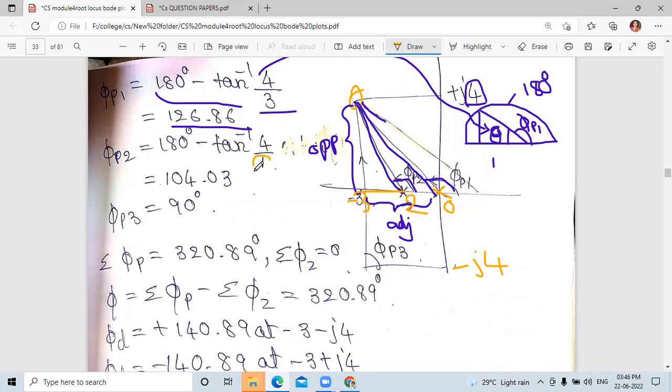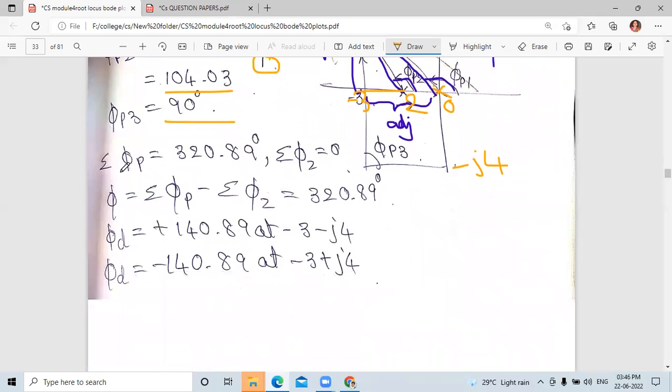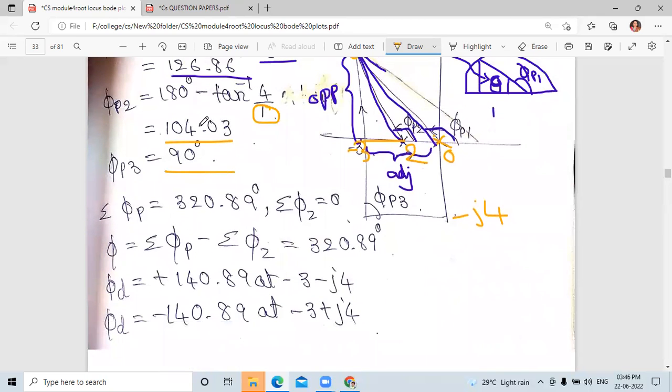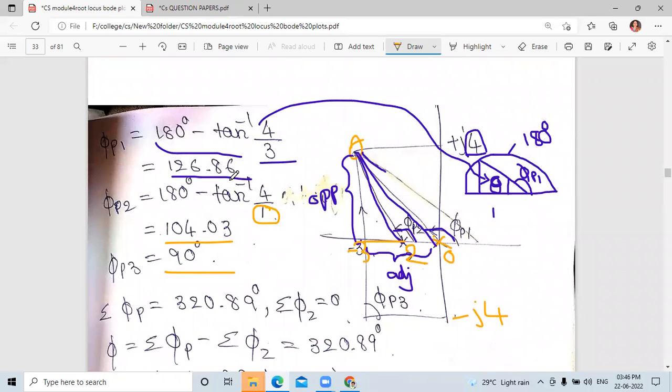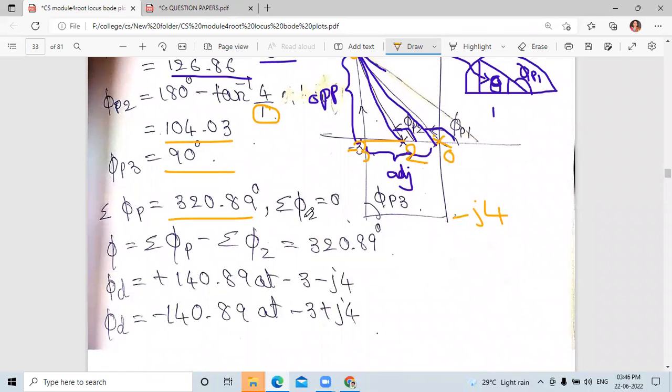The adjacent value is 1, because it is the adjacent side. We are considering this angle. So tan inverse of 4 divided by 1 gives 104. And the φp3 value we can write directly as 90 degrees. The summation of φp is 90 plus 104 plus 126, which adds up to 320.89.